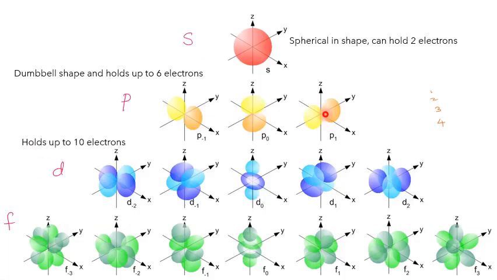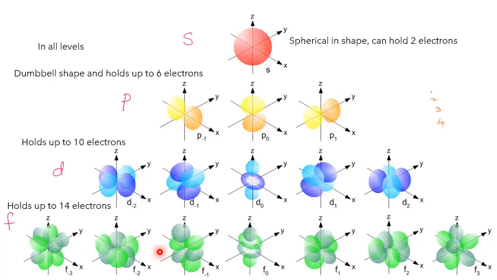The next one is the d sublevel, which can hold up to 10 electrons because it has 1, 2, 3, 4, 5 orbitals, and each one can hold 2, so 5 times 2 is 10 electrons. The next one is the f sublevel, which can hold up to 14 electrons because it has 7 orbitals, and 7 times 2 is 14 electrons.